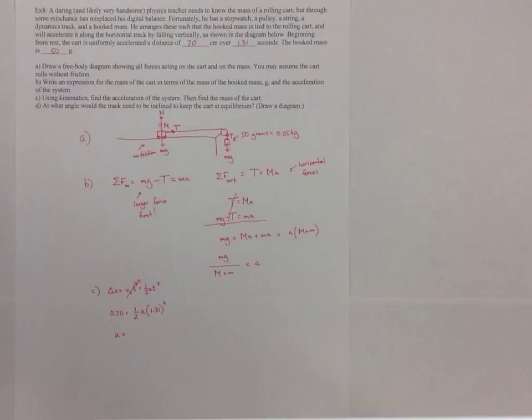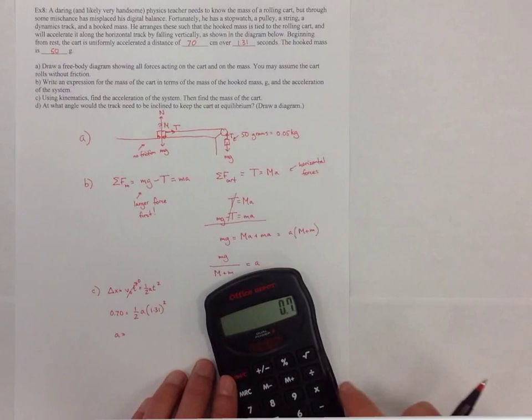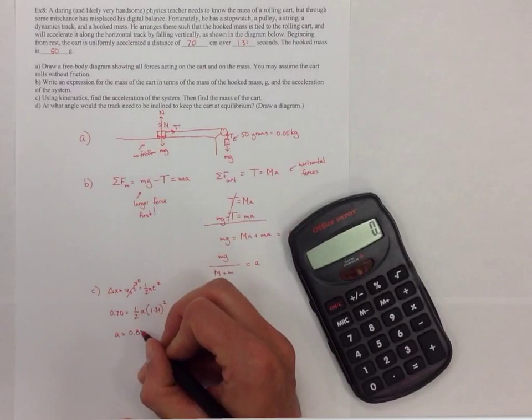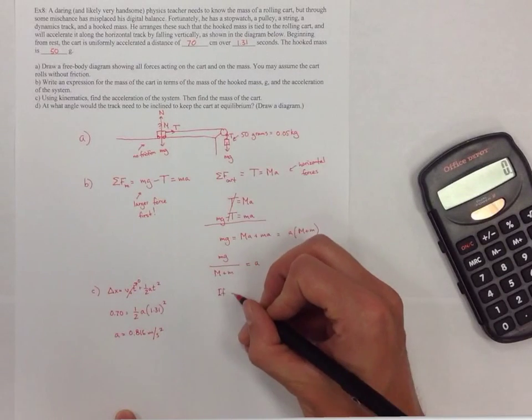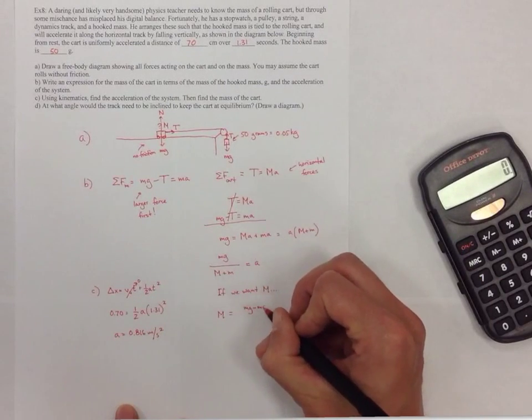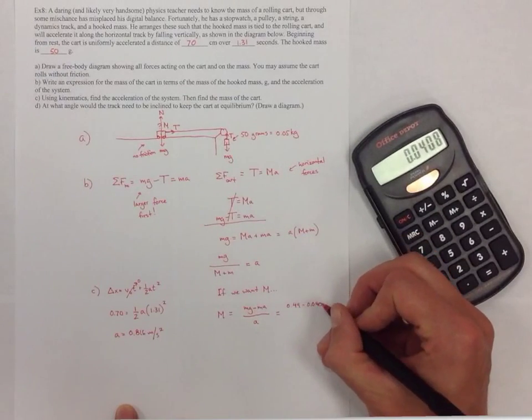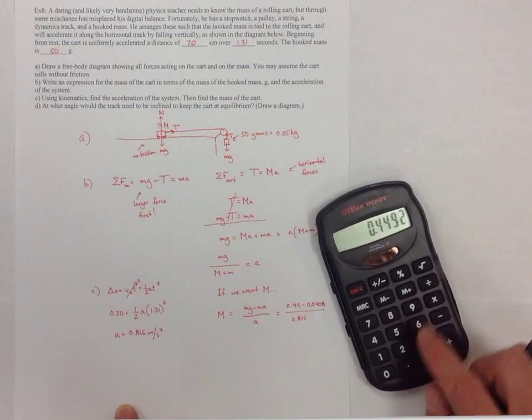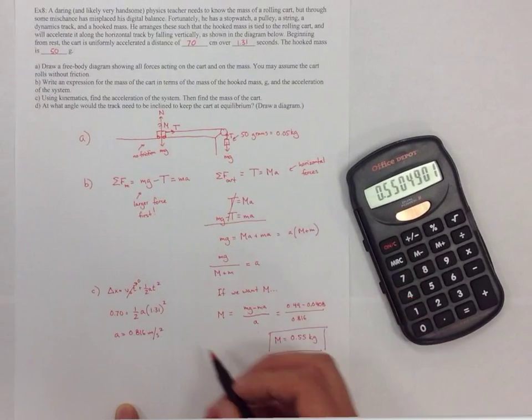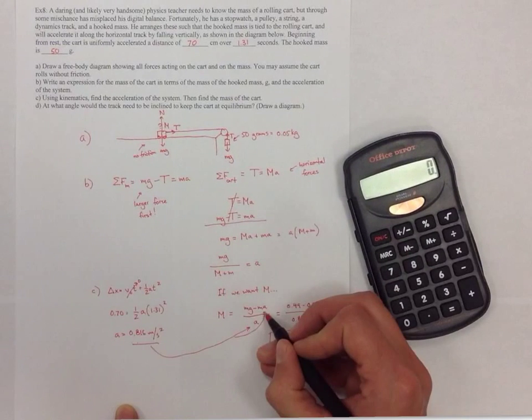All right, let's go ahead and start that up again and see what it does. Oh, typing things into my calculator. Okay, there we go. Acceleration is 0.816 meters per second squared. Rewriting the expression, solving for m. Plug in some numbers, and look at that. The mass is 0.55 kilograms.